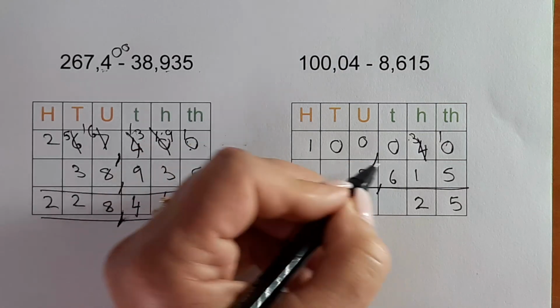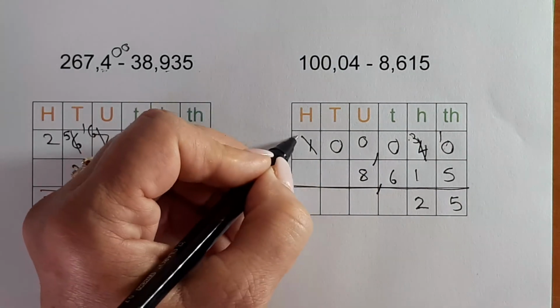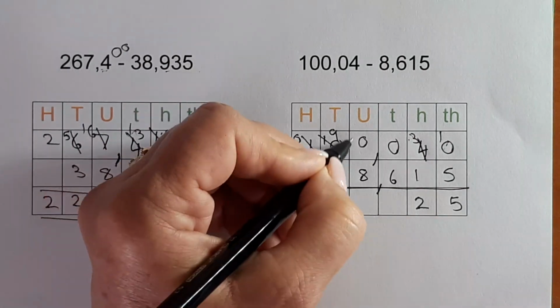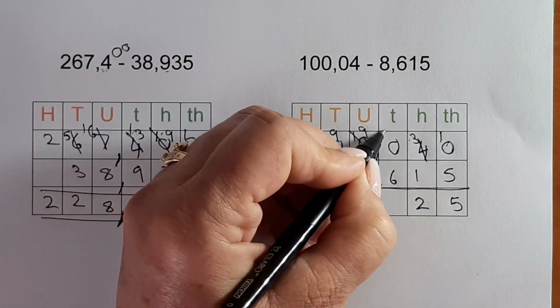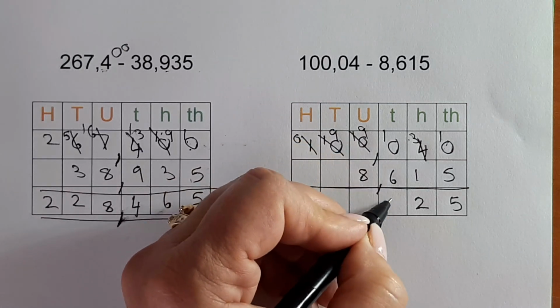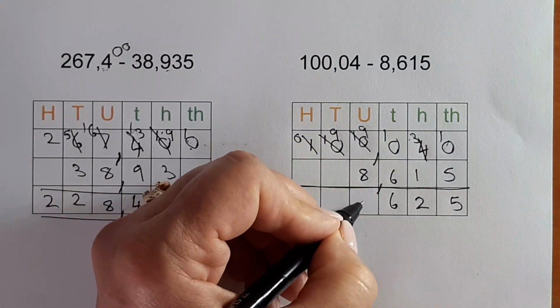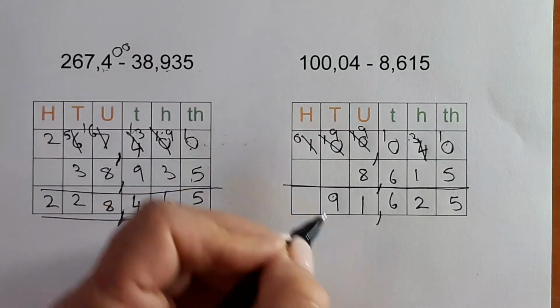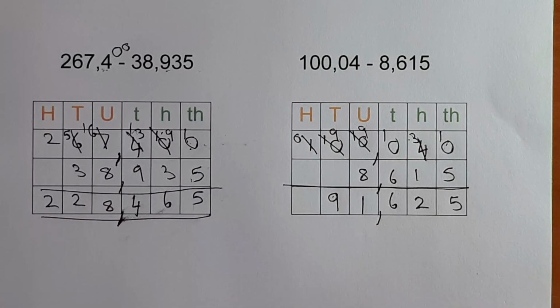0 minus 6 is too little. So I have to go right to the hundreds there to take 1 from there. Then it passes 1 on that side, passes 1 on there, and then I have enough. 10 minus 6 is 6. 9 minus 8 is 1. 9 minus nothing gives me 9. 91,6275.